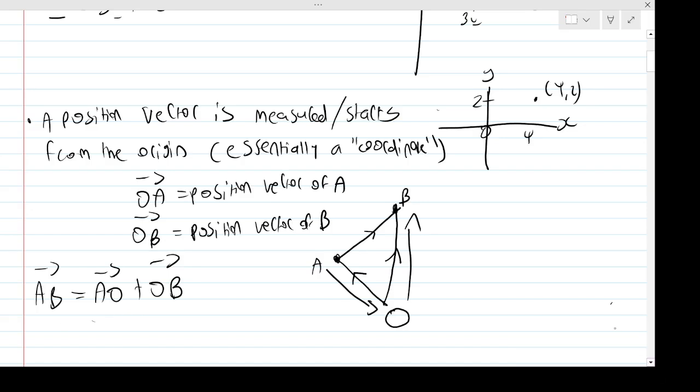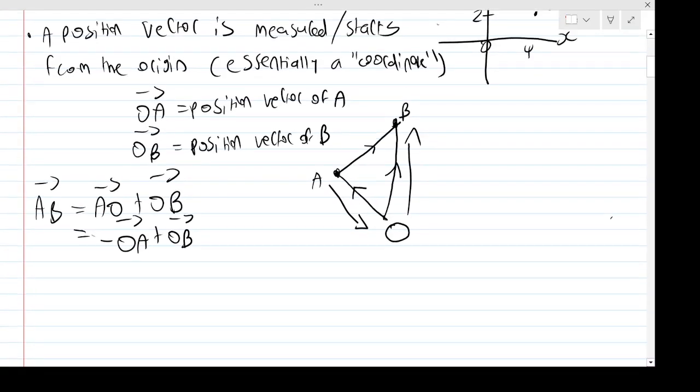And then A to O. Well, I know O to A is that way, but I want to go the other way, A to O. So it's going to go the opposite way to OA. So remember, we do the negative to flip that direction. So negative OA, add OB.